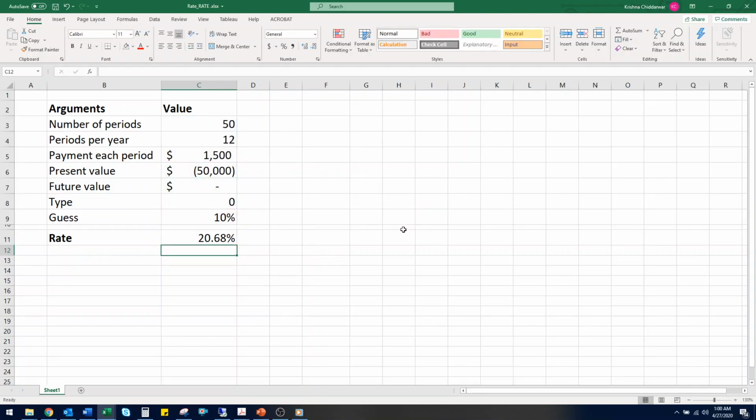And I get the rate of 20.68%, which is the annual percentage rate for this investment.